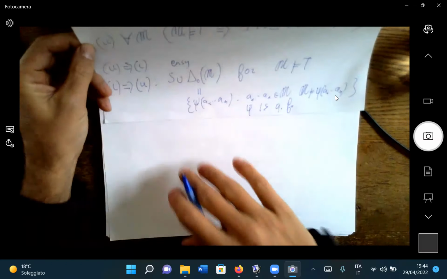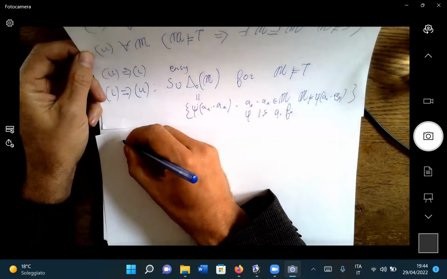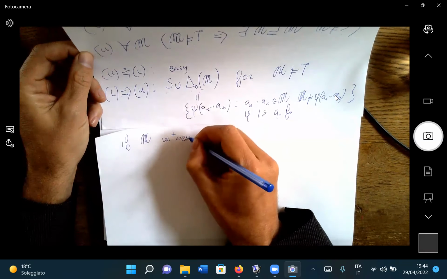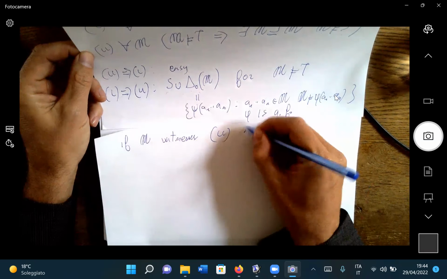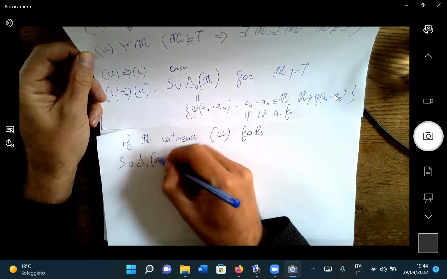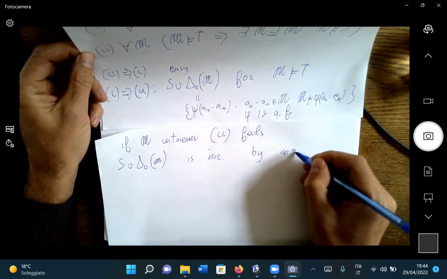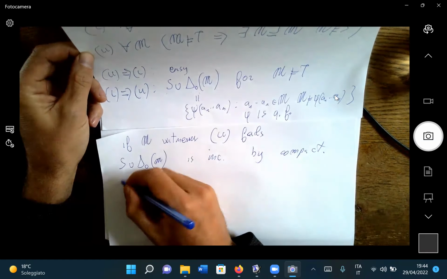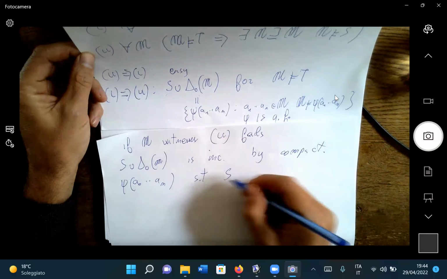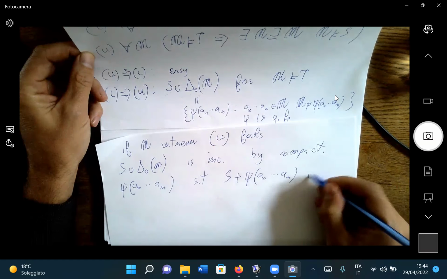Okay, so let me continue the proof. What happens now is that this theory is inconsistent if M witnesses 2 fails. We get that S union delta 0 M is inconsistent. By compactness, we find C of A0 AN such that S plus C of A0 AN is inconsistent.